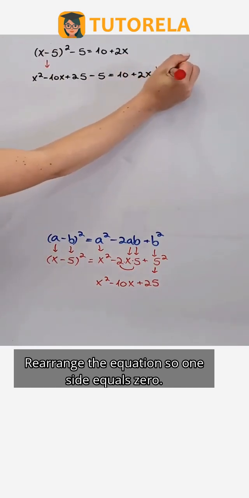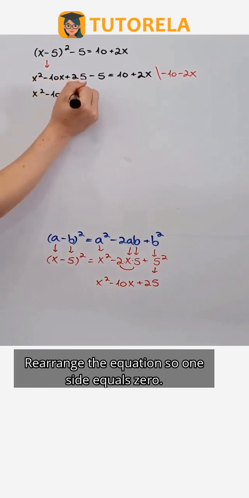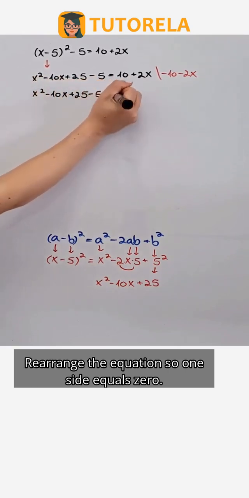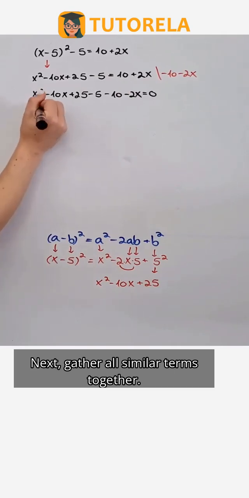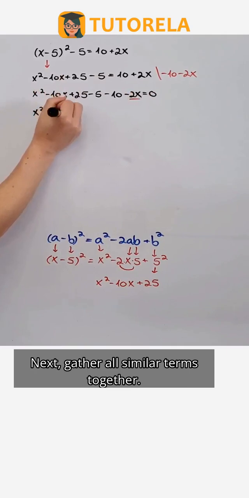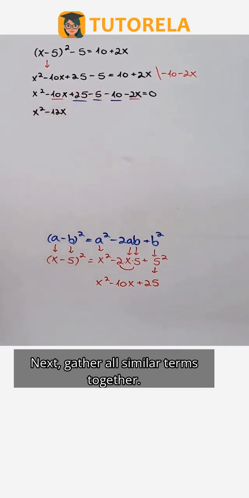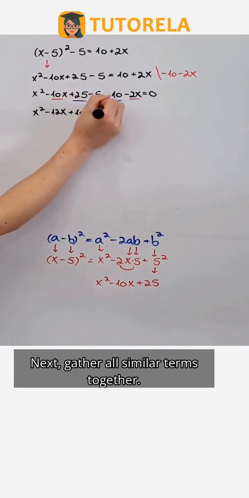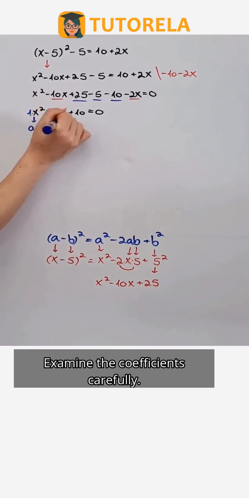Rearrange the equation so one side equals 0. Next, gather all similar terms together. Examine the coefficients carefully.